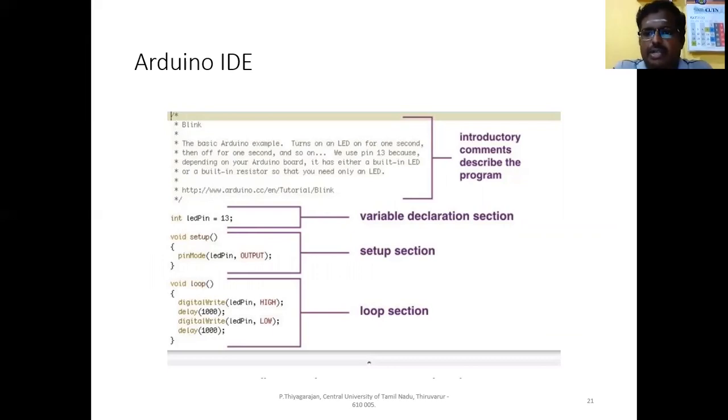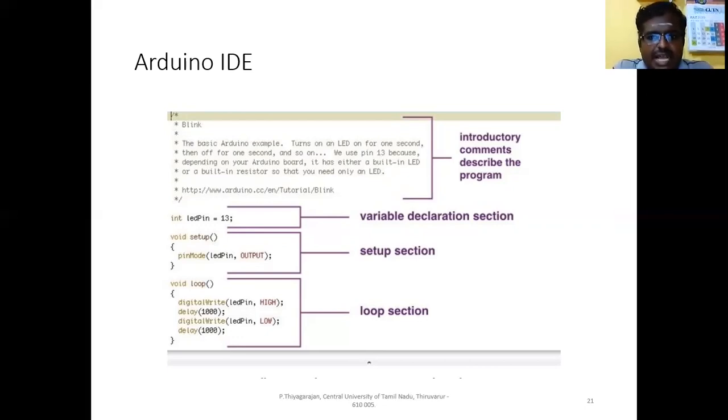The first section is about the comments. That's a coding standard usually followed when the programmer writes code. They will explain who has written the code and what the objective is. So those are introductory comments that describe the program. For example, this comment describes what this program does. The second component in this section is the variable declaration. Whatever variable you declare here is a global variable, and you can access it throughout this program.